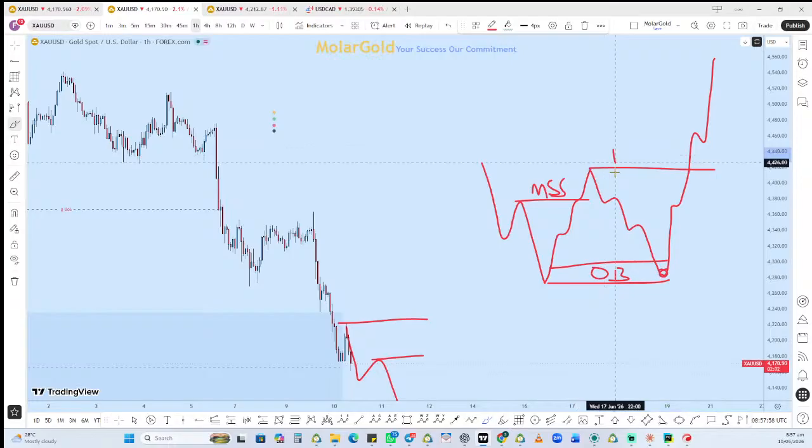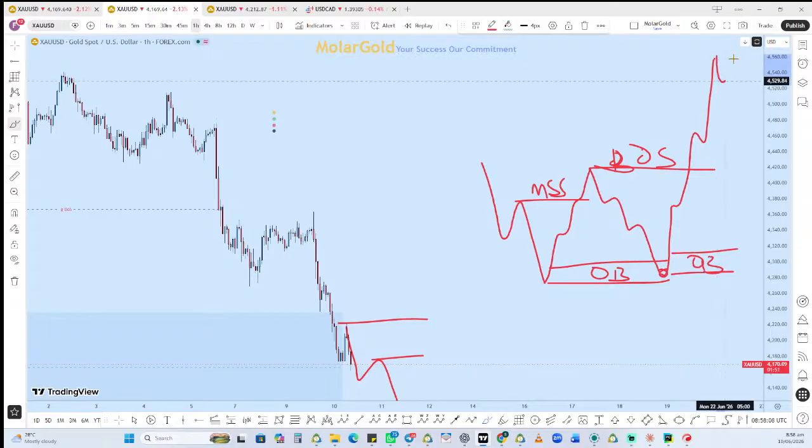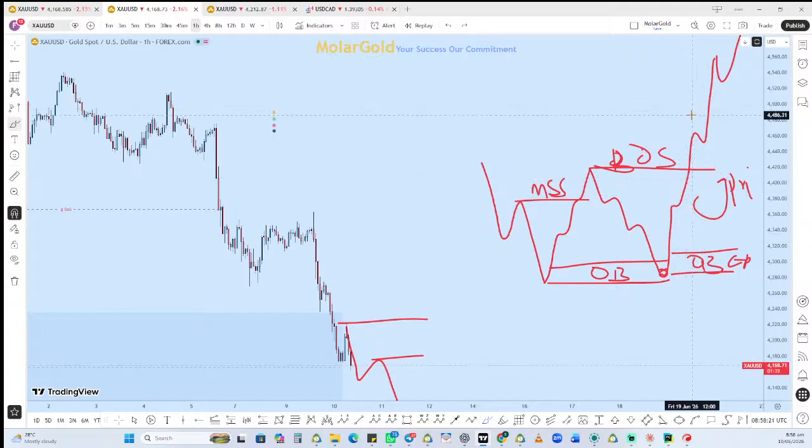Once we break it, we have BOS. Then what happens? We can have another OB right here. If the pullback, we have other ones. Then we have GPOI. So this is the EPOI. All right, it goes like that. Okay, I have actually explained.